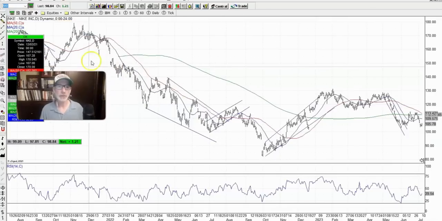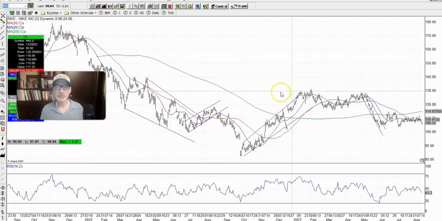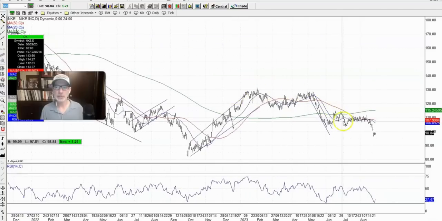Let me move myself over here. Here's the 2022 downtrend. It bounced up a little, but once again, it's starting to come off. Looking pretty weak here, but you can see the RSI is getting a little oversold. So keep an eye on Nike. Maybe it'll find its footing, but right now it looks kind of like a weak chart.